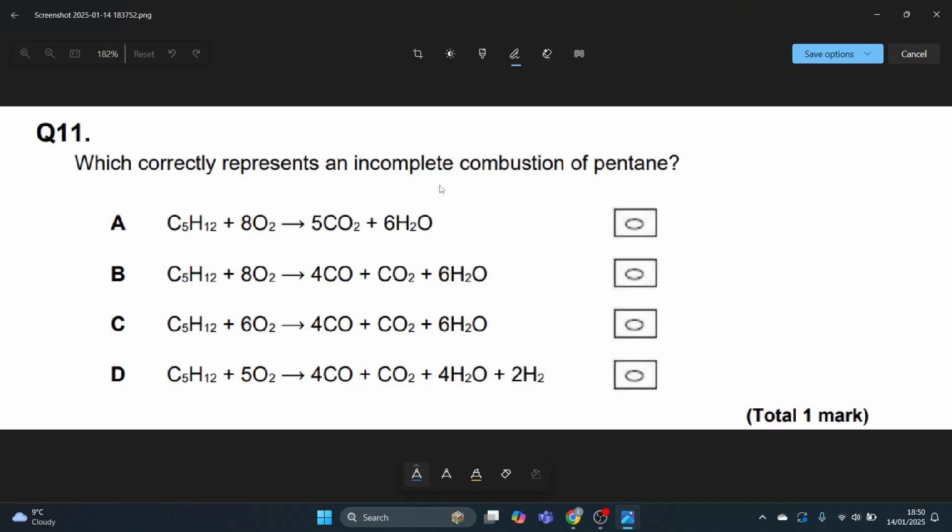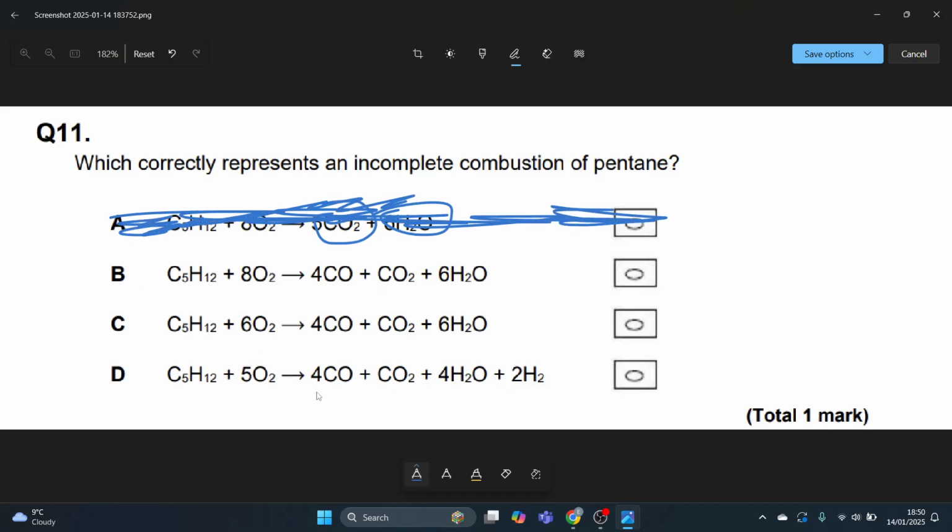Okay, this one's actually tricky. Incomplete combustion, where there's lack of oxygen, to ensure the products are purely carbon dioxide and water. So it can't be A then, because that's complete combustion: enough oxygen to ensure the products are purely carbon dioxide and water. That's for complete combustion, not incomplete combustion. So it can't be A, it's B, C, and D.